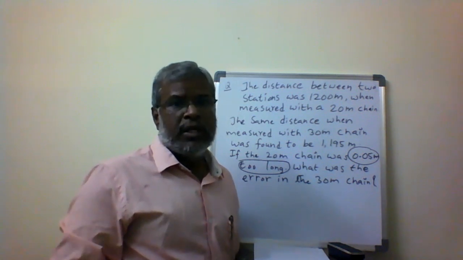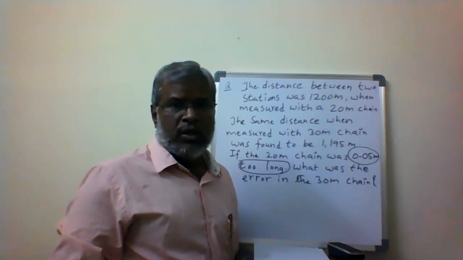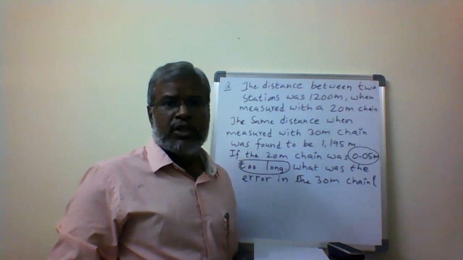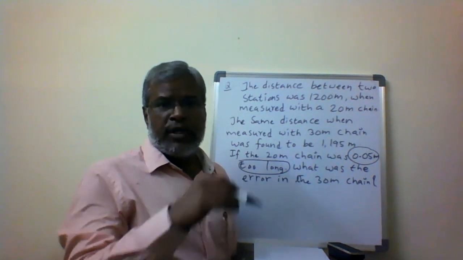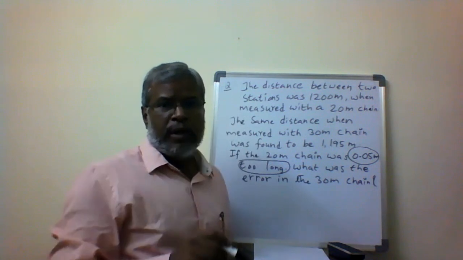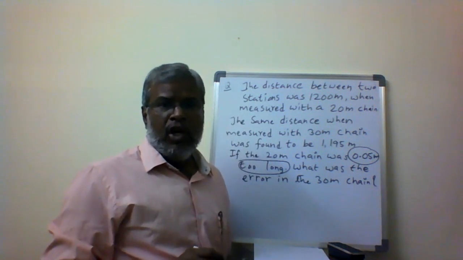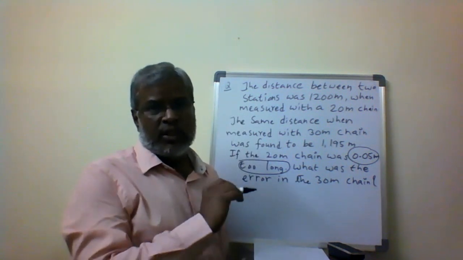Too long means the correction is going to be positive. Error is going to be negative and correction is going to be positive. We are going to add it to the 20-meter chain. L dash is 20 plus 0.05. From this, we are going to calculate the true distance.